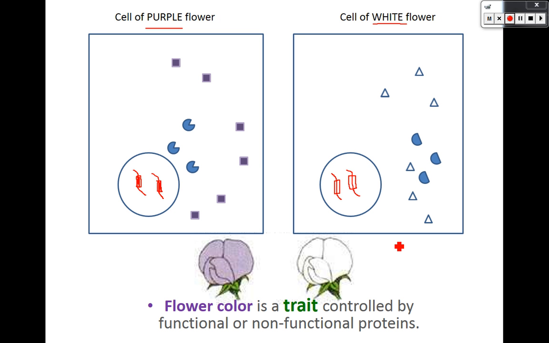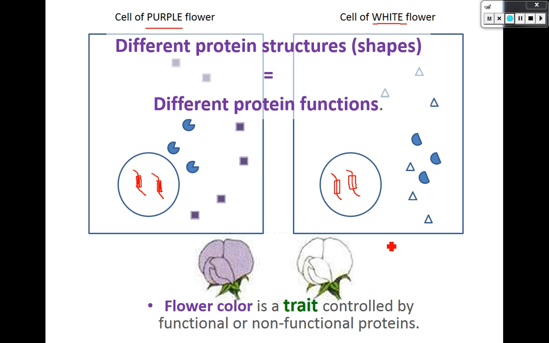Flower color is what we would call a trait, and it's controlled by functional, working, or non-functional, not working proteins. Different protein structures, meaning shapes, equal different protein functions. So if this is a working protein, then it gets purple color. If this shape is not working, then it stays white.